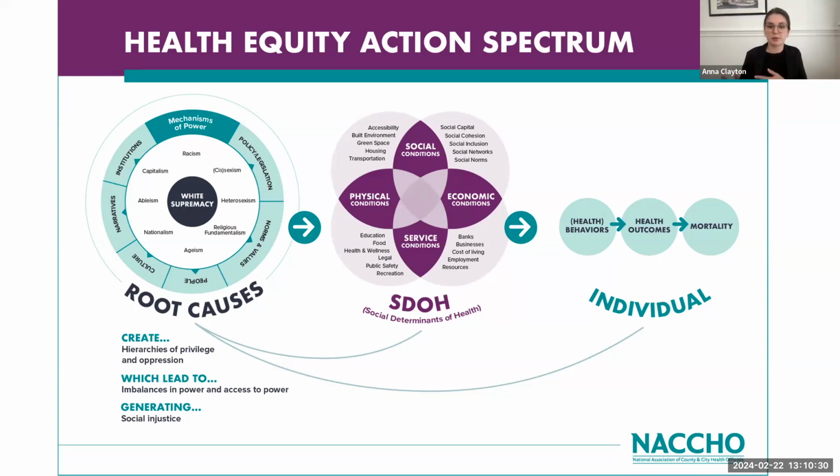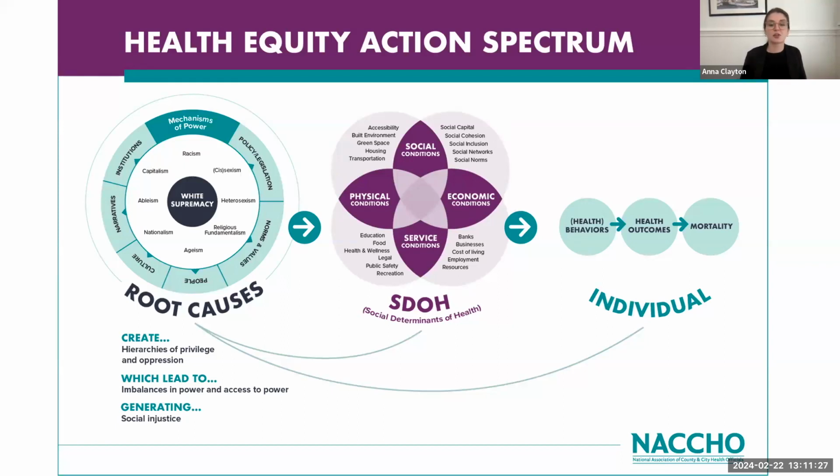So at the individual level on the far right side, we might note that community health improvement helps us prevent mortality, address health outcomes, and provide resources and education to improve health behaviors. Those are driven in large part, as we know, by social determinants of health. So the framework used here outlines physical conditions, social conditions, economic conditions, and service conditions of communities in which we live and work. And to go a step further, the status of those conditions is driven by underlying root causes. So root causes listed here are things like racism, ageism, nationalism, etc. Those stem from a root of the myth of white supremacy, and they create hierarchies of privilege and oppression, which lead to imbalances in power and access to power and generate social injustice.